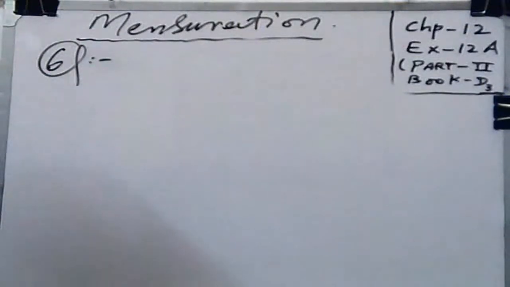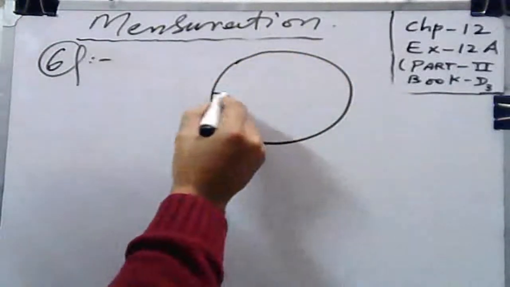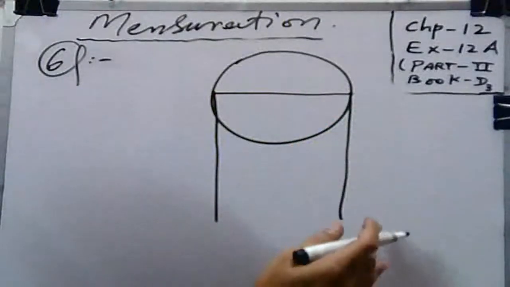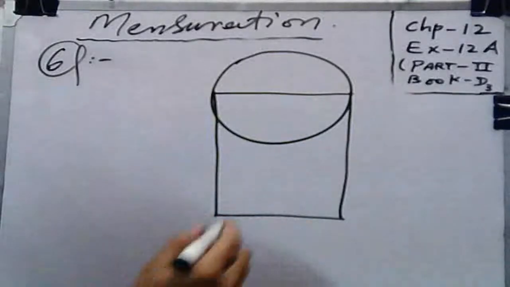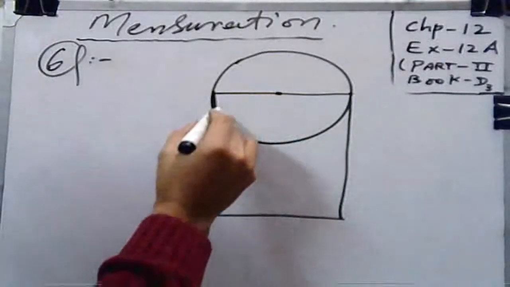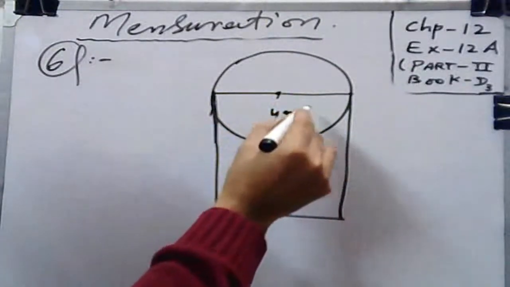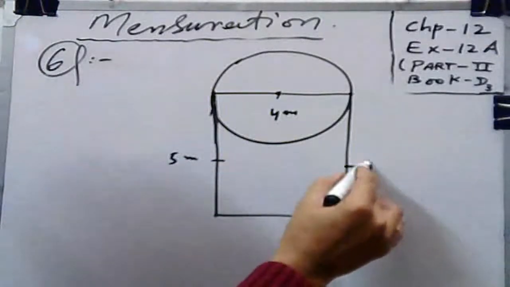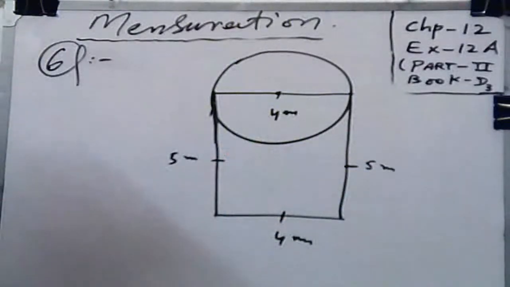The given figure, you can see, is like a circle. First we have to draw a circle having a diameter, and this one is a rectangle. So we can say we have the given figure like this, and in this figure that one is your 4 meter and that one is your 5 meter. That portion is also 5 meter, but here is 4 meter, and we have to find the shaded portion.